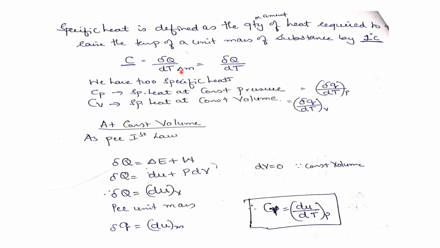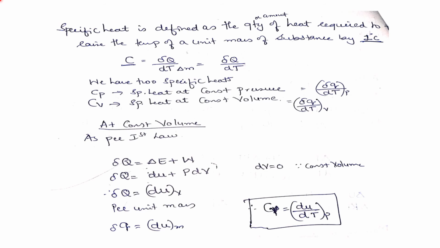This delta M means per unit mass. So per unit mass, this delta M is nothing but 1. I can substitute it here because it is for a per unit mass, heat required to raise the temperature of a unit mass of a substance by 1 degree Celsius. So here unit mass means delta M, and I will substitute 1. So this equation becomes C is equal to delta Q divided by delta T.